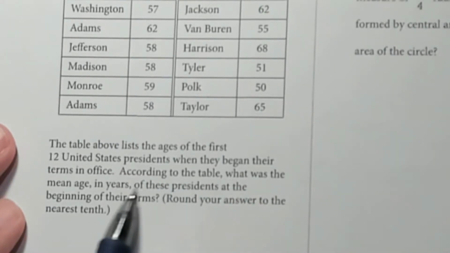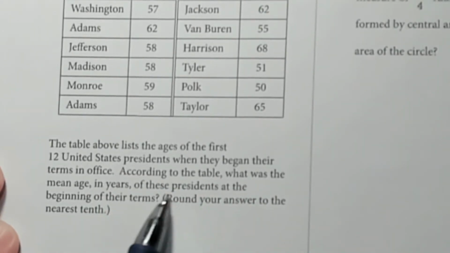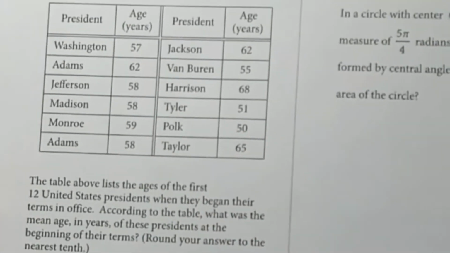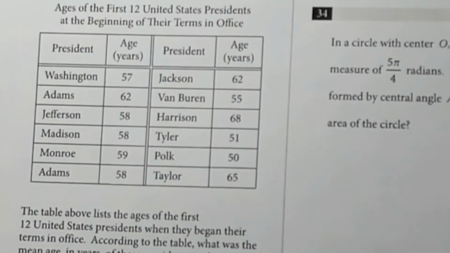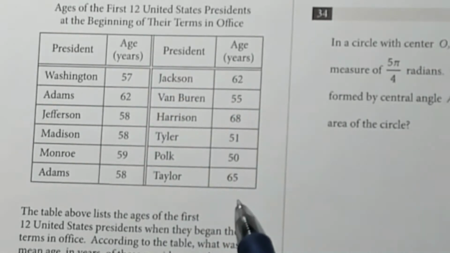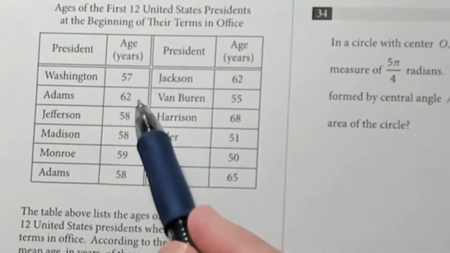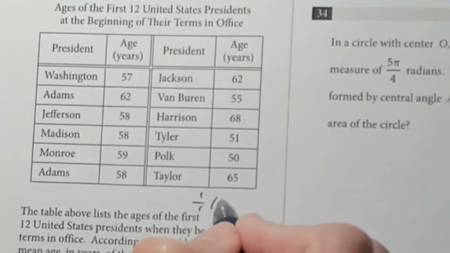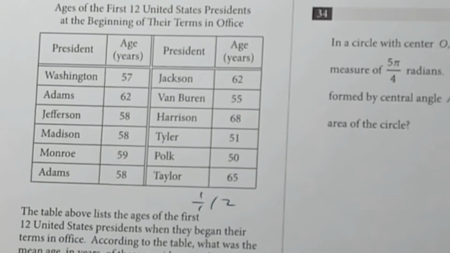According to the table, what was the mean age, the average of these presidents? Okay, so here, you're just going to use your calculator. Add them all up. 57 plus 62 plus 58, all the way down. Add up every single number. And then divide it by how many there are. 1, 2, 3, 4, 5, 6, 12. So divided by 12. You add them all up. Divide by 12.